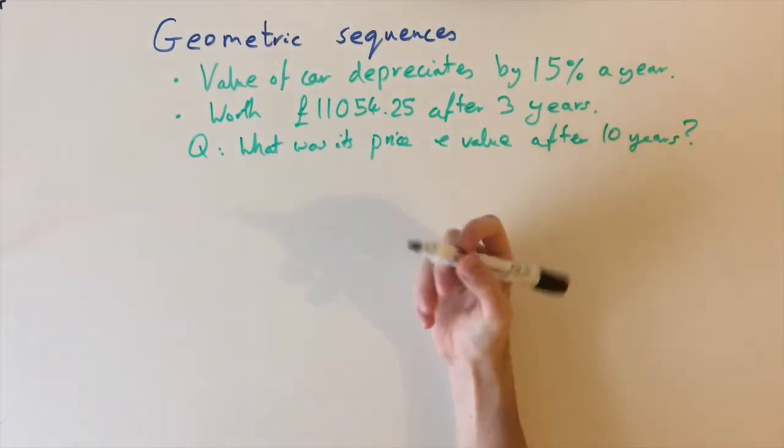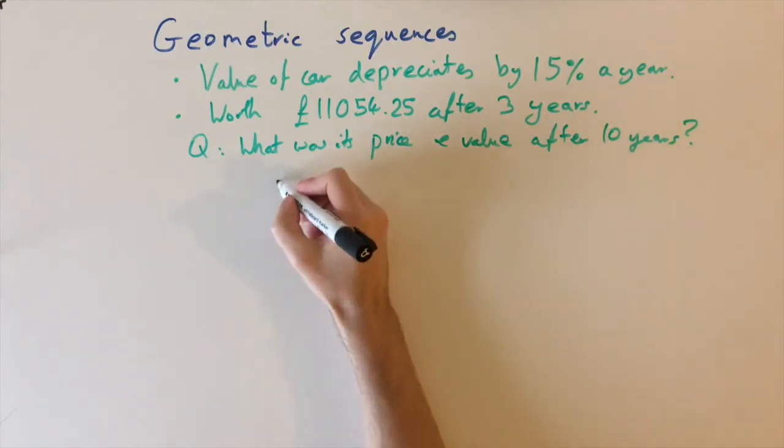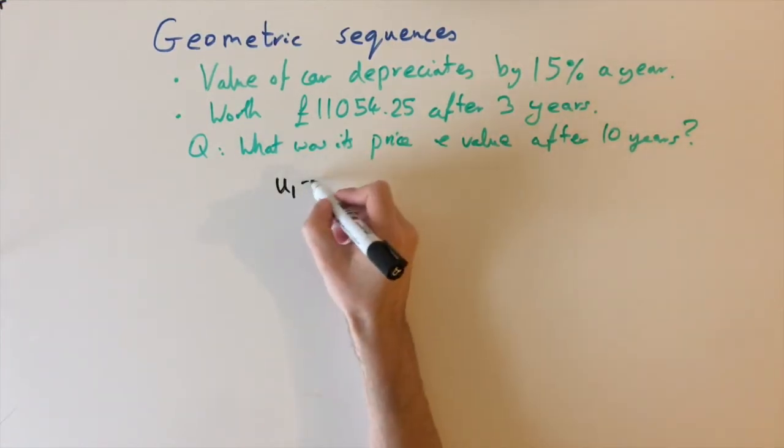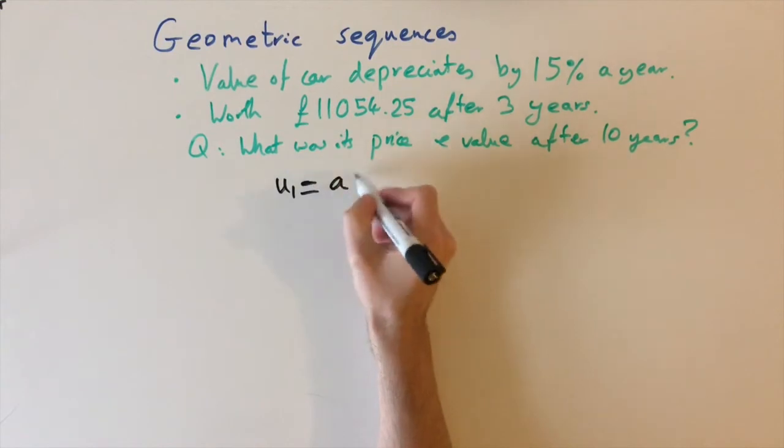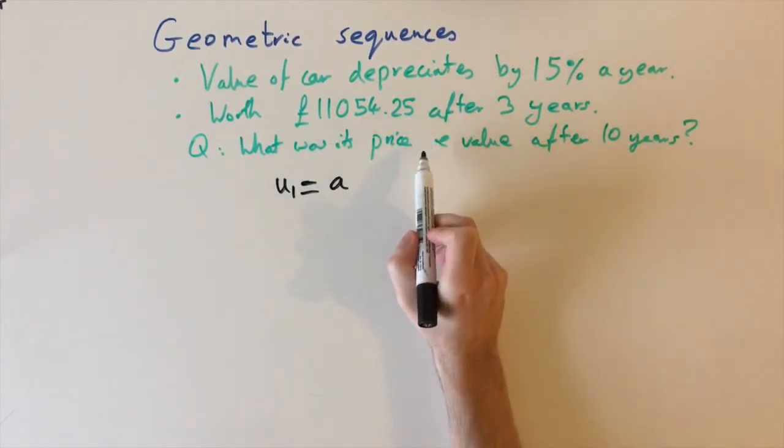So let's start off by defining a geometric sequence. We can let the first term in the sequence, u1, be equal to a. And if we can find out what a is, this is going to be the first part of the question.